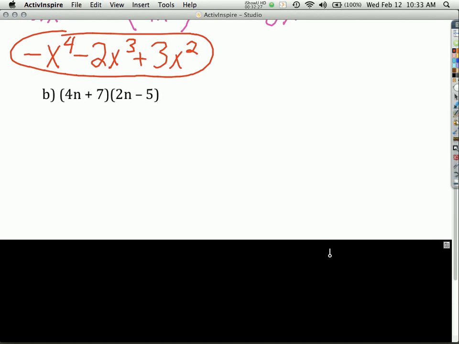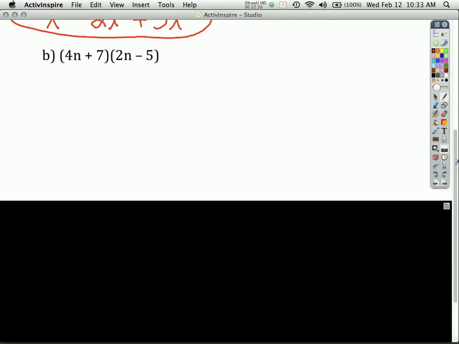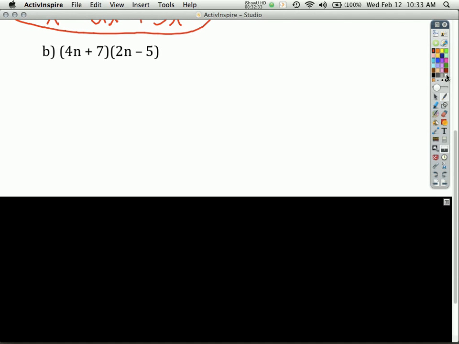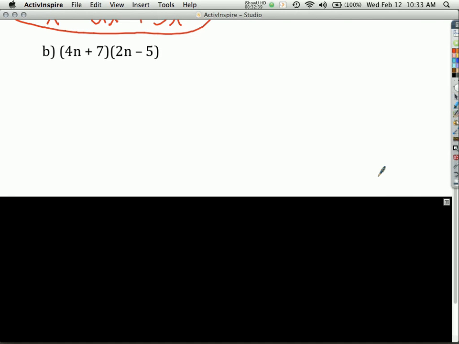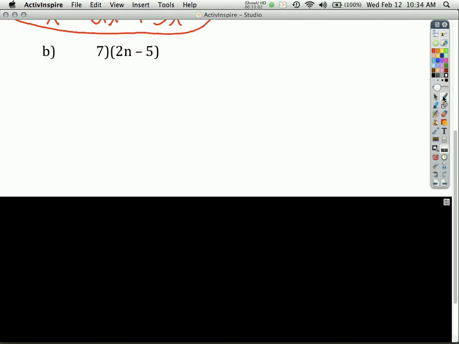All right, part B. (4n + 7)(2n - 5). It's a binomial times a binomial. But what would happen if all I asked you to do was that? What would you do there? Marie? Yeah, so you would distribute the 7 here and here.